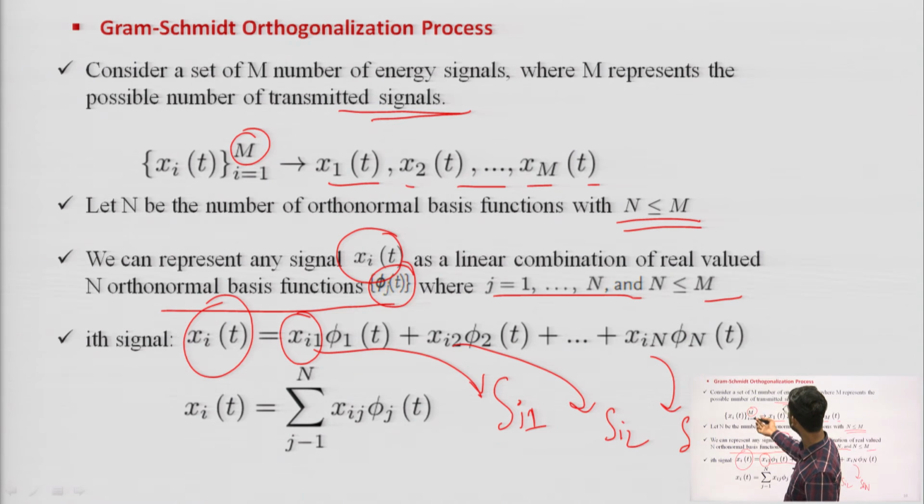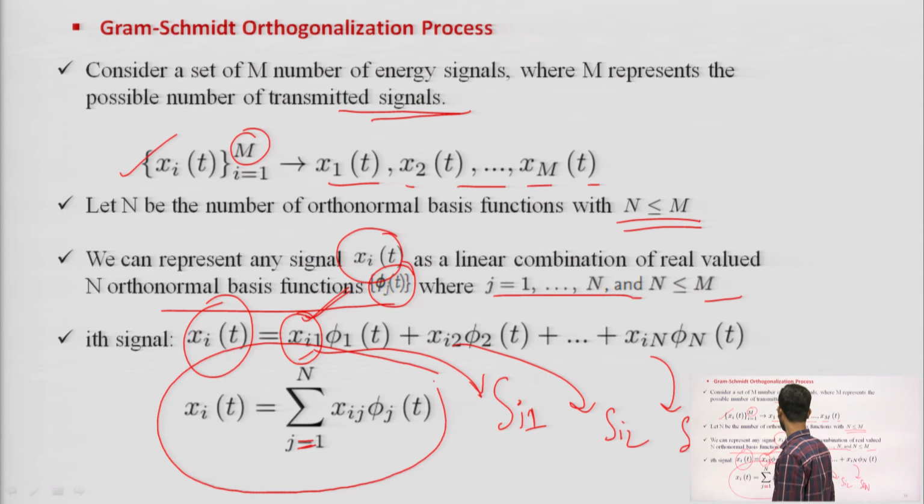Now I have been given some xi t. In place of Si1, I can say xi1, xi2 up to xin. Now in the summation form I can write, j equal to 1 to n, xij phi j t, that is nothing but your xi of t.